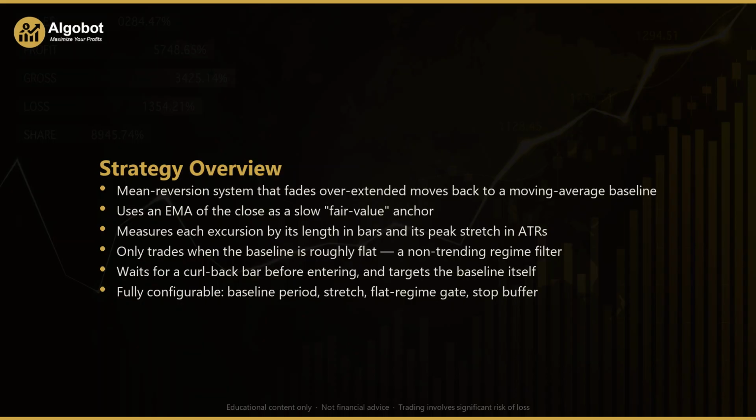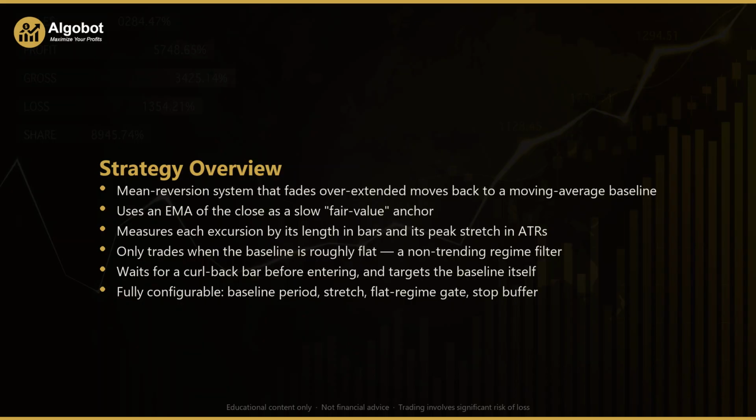The strategy then tracks what it calls an excursion, a continuous run of bars that all stay on one side of that baseline, either persistently above it or persistently below it. For each live excursion, it keeps two measurements: how many bars it has lasted, and its deepest penetration, measured as the distance from the baseline divided by the average true range. Dividing by ATR turns raw distance into a volatility-scaled figure, so a 2 ATR stretch means the same thing whether the market is quiet or busy.